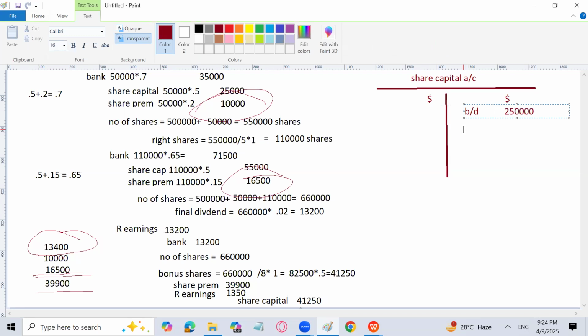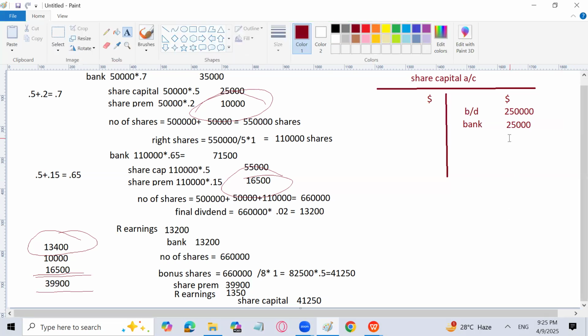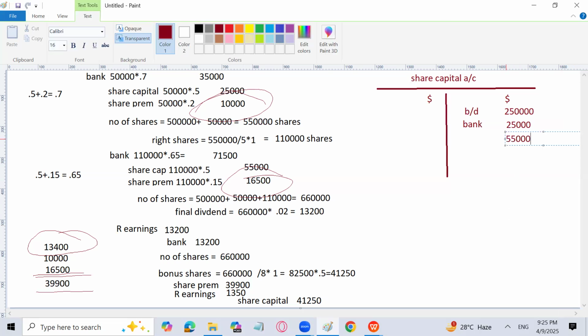Then I will go with the entries simply. I don't need to see the question again. Why, sir? Because I got all the entries regarding share capital. So in the first entry, share capital is going to be credited with 25,000. So I will write here 25,000. And the name will come of the other part, which is bank. Then again, share capital is credited because of the right shares we have issued, that is 55,000. So I will credit the amount in the share capital account, 55,000. And again, the amount is going to be bank. You can write right shares also in reference, no matter.